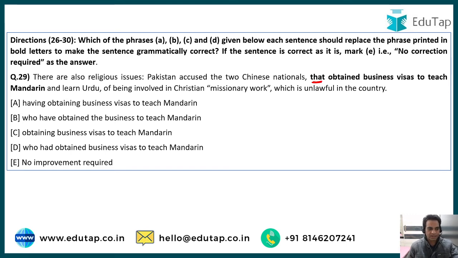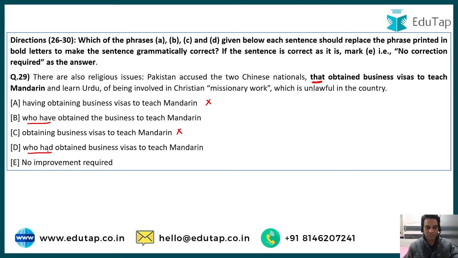So there are also religious issues. Pakistan accused the two Chinese nationals who have obtained the business visa to teach Mandarin and learn Urdu of being involved in Christian missionary work, which is unlawful. Obtaining visas? No, that is not true. Now, the question is: who have obtained or who had obtained?